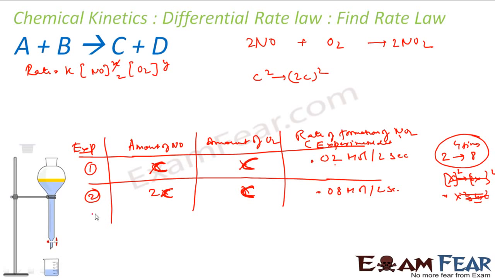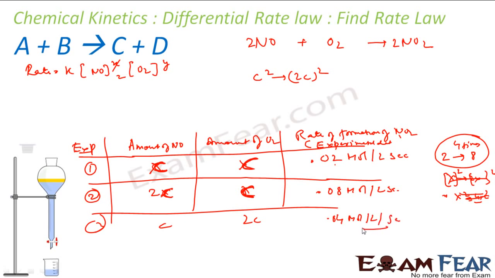Let's repeat the same experiment, 3rd time. Here, don't change the amount of NO, let this be C only, but O2 let this be 2C. Now let's suppose the value came out to be 0.04 moles per liter per second. We'll take some numericals on this to understand, just telling you the concepts. Let's assume this is what happens.